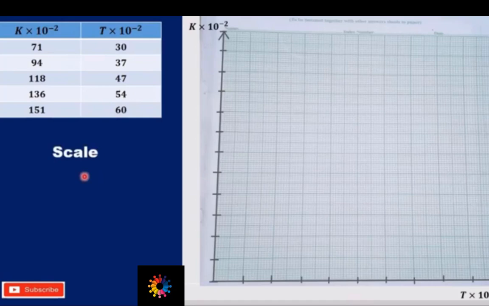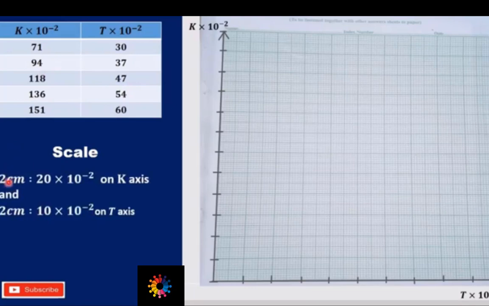For the k axis, 2 centimeters will be representing 20 times 10 to the power minus 2 units. Let's place the values first: 20, 40, 60, 80, 100, and so on. So those are the values for our k axis. That means 2 centimeters representing 20 units. On our t axis, 2 centimeters will be representing 10 units.